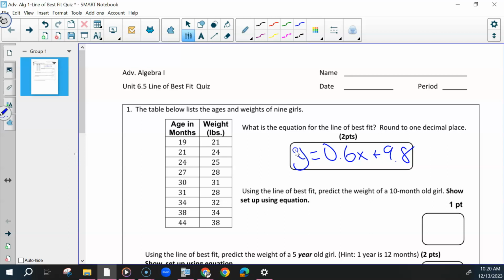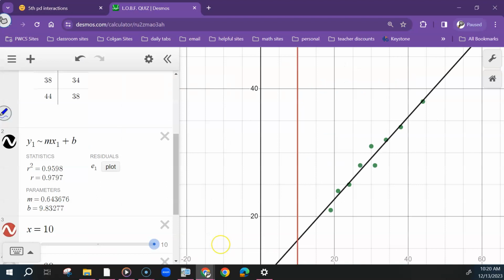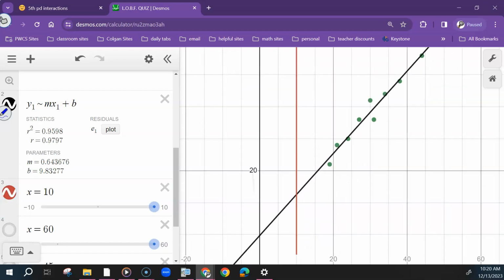Questions on that one before we continue? Alright, and then for the second question, if you're using Desmos, using the line of best fit, you have to predict the weight of a 10-month-old girl. The weight depends on the age in months, so this is an x equals. In Desmos, or writing this down, you would say something like this. You didn't have to put Desmos because I would know what you're talking about. And then type in x equals 10 and find where those two lines cross.